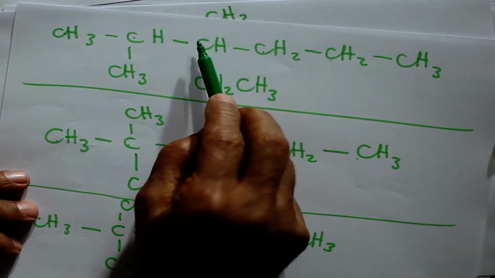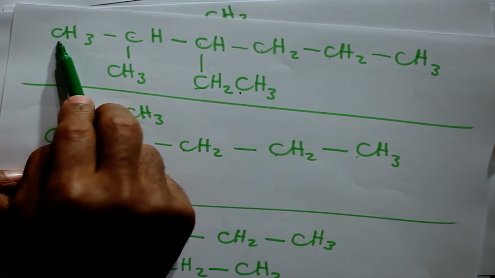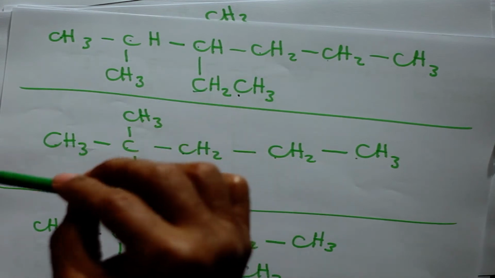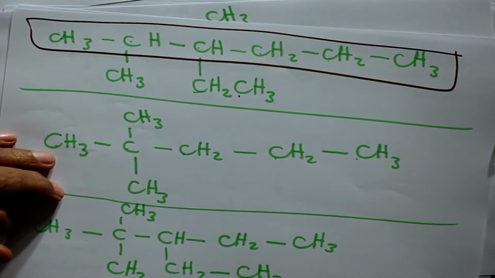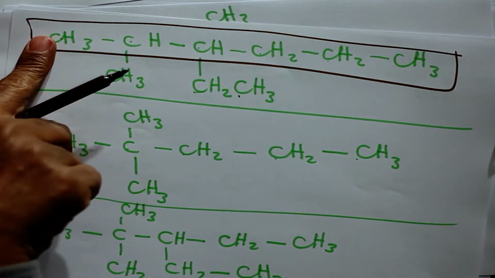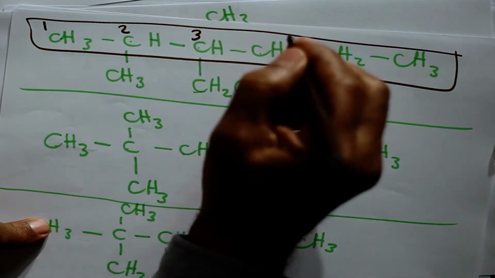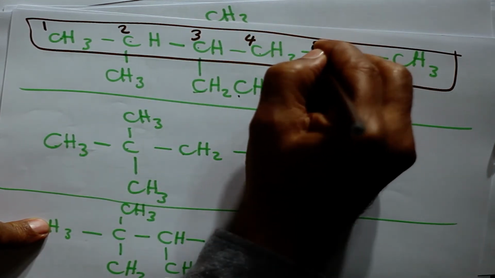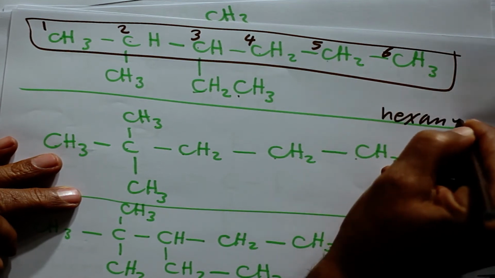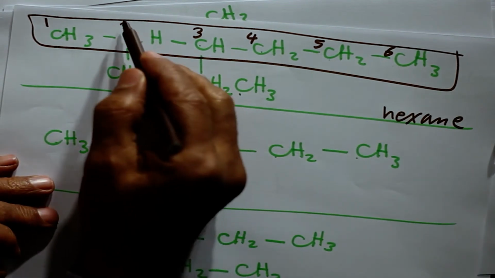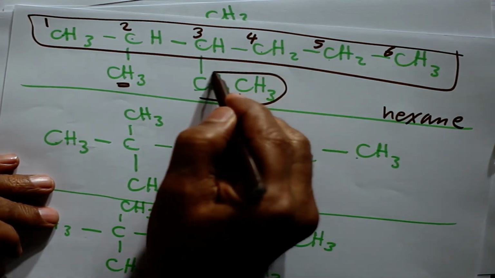1, 2, 3, 4, 5, 6. It is the same, and we prefer to get the straight chain. For the straight chain, we will start numbering from this end: 1, 2, 3, 4, 5, 6. Hexane. The branches: at carbon number 2, methyl; at carbon number 3, ethyl.